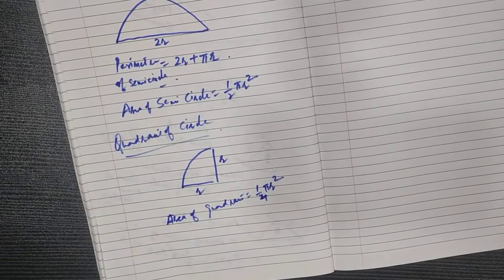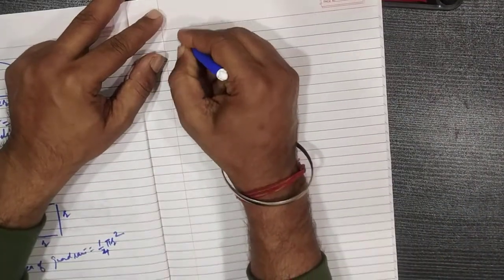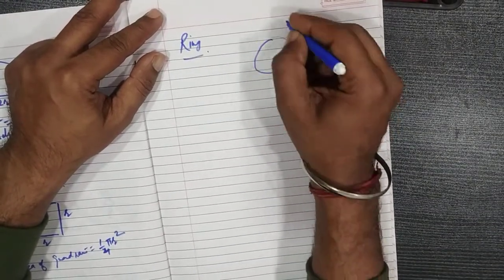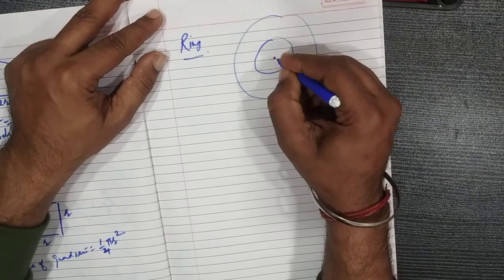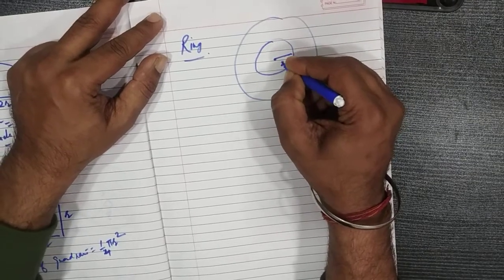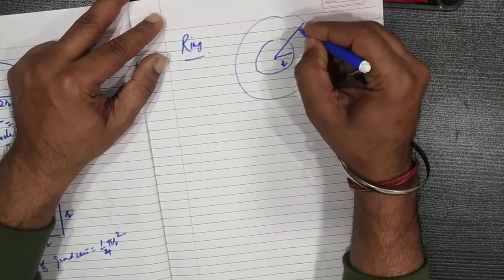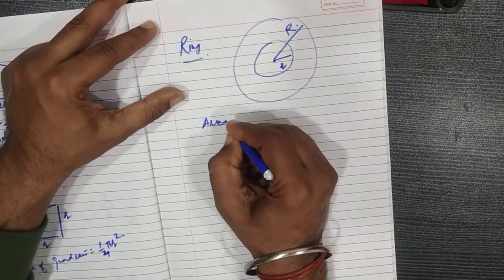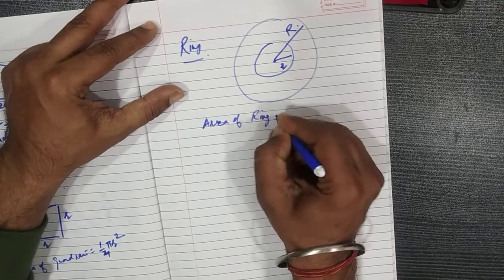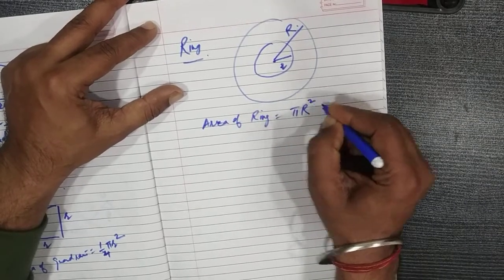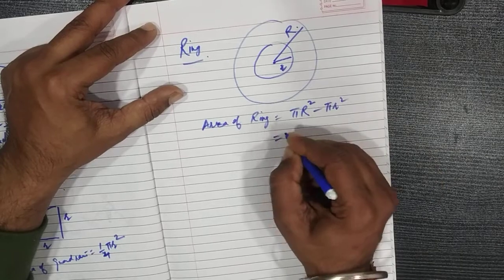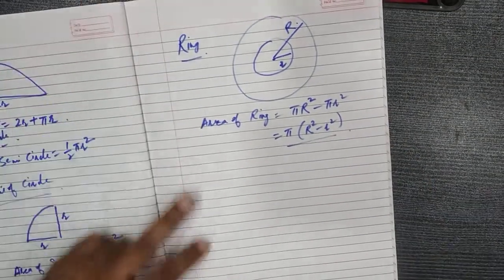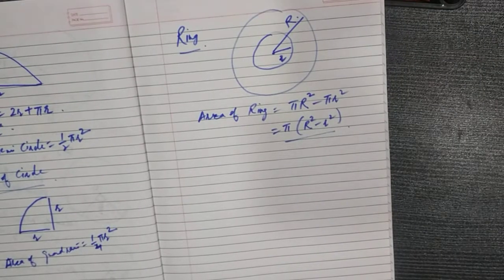Now comes the ring. Area of ring. Suppose this is a circle, this is another circle. The radius of this circle is small r and the radius of the bigger circle is big R. So you have to find the area of the ring. So you can write pi capital R square minus pi small r square. So pi will be common, R square minus r square. You can use this formula to find the area of the ring.